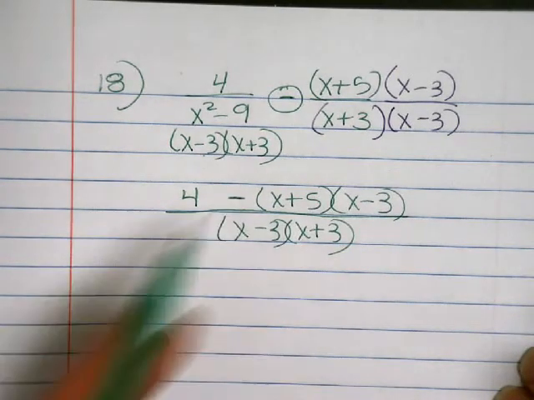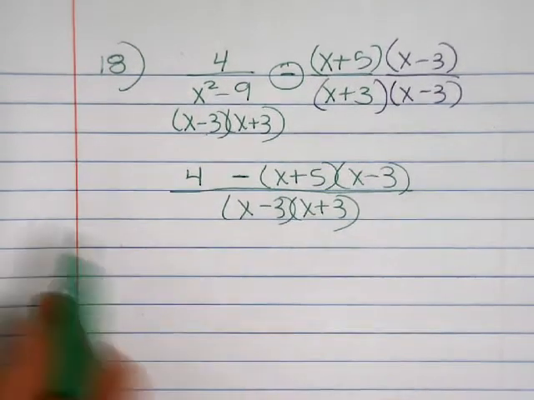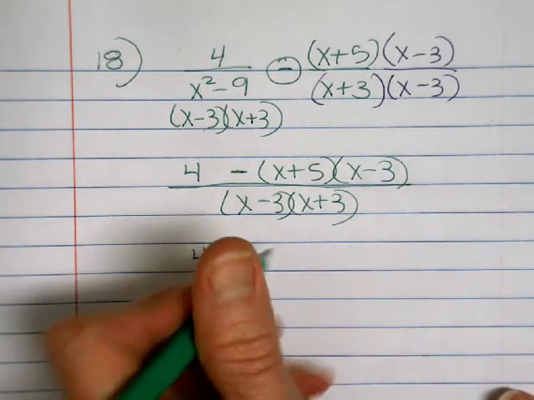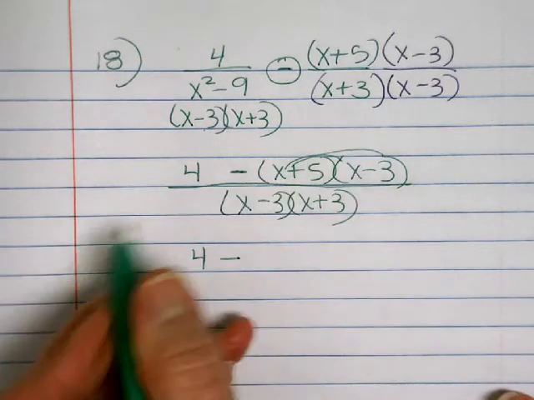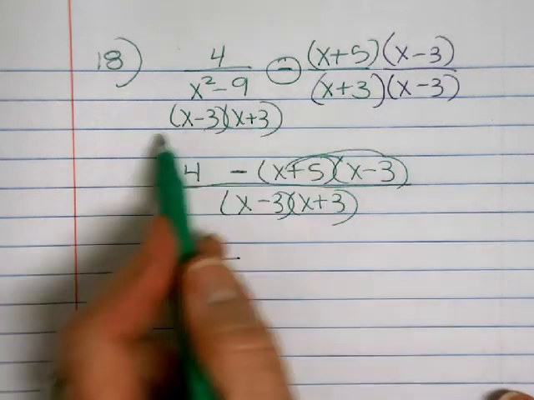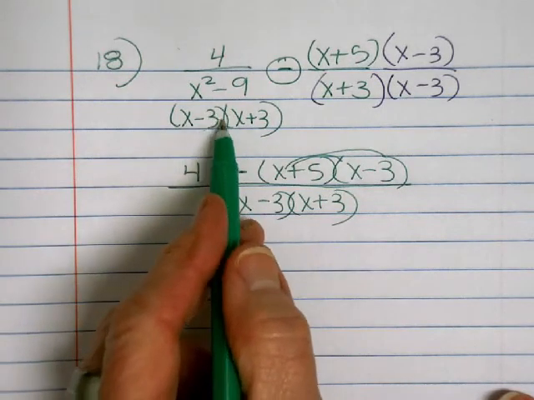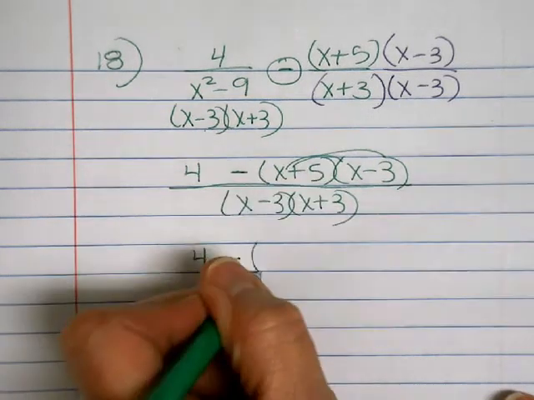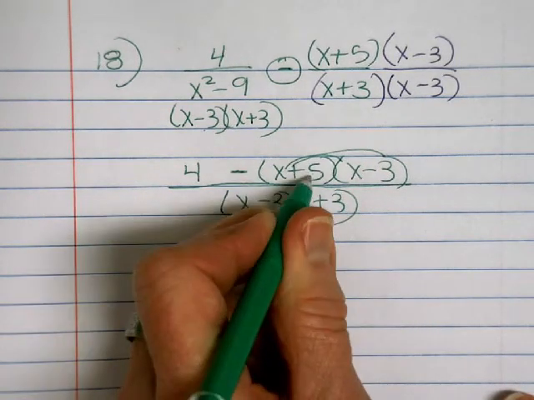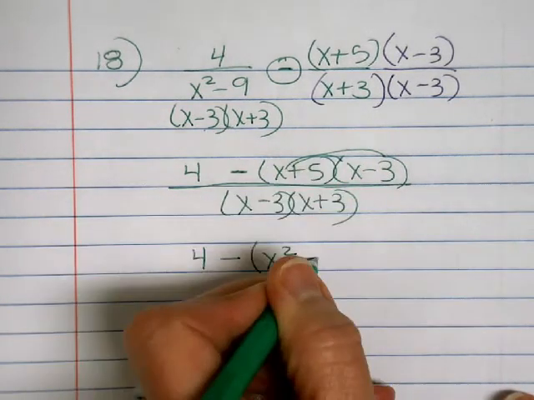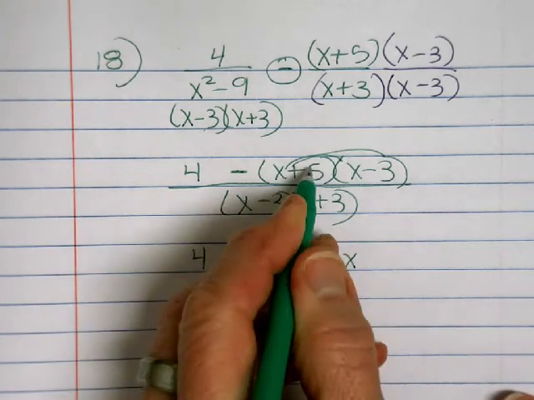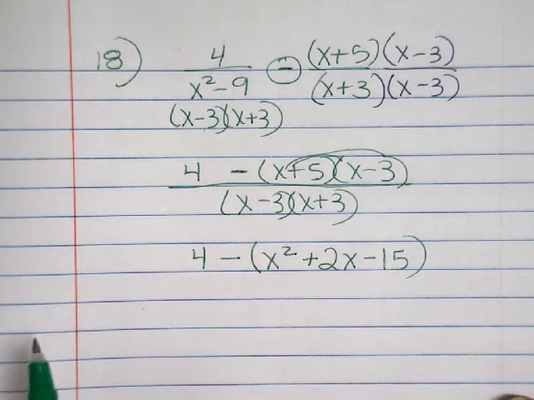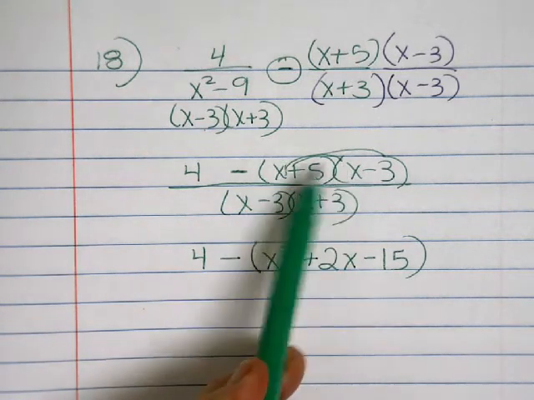So we have 4 over x plus 5 times x minus 3, x minus 3 times x plus 3. So we just have to multiply. Don't forget the negative after you multiply, and combine like terms, write standard form. It's like one of the earlier ones we did, except the least common denominator was one of the two denominators.